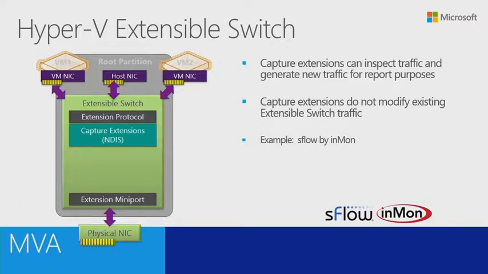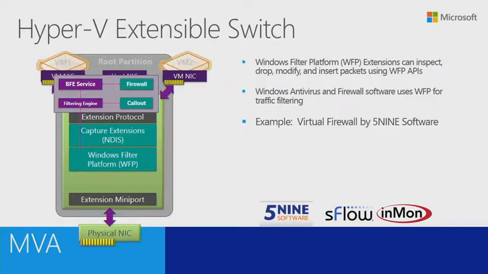Well, what if you want to do something a little bit more interesting than that? For example, you'd like to insert packets, drop packets, filter packets, inspect packets. This is the perfect place to do intrusion detection, anti-malware, antivirus, all sorts of interesting things in the virtual switch. Well, guess what? We have that as well with the Windows Filtering Platform, or WFP. And in fact, we've got 5nine that delivers a virtual firewall that plugs right into the Hyper-V Extensible Switch. So again, think about that branch office scenario where someone says, look, I've got a branch office and I want a simple firewall to help me protect all my branch offices. This gives you that flexibility to do that.